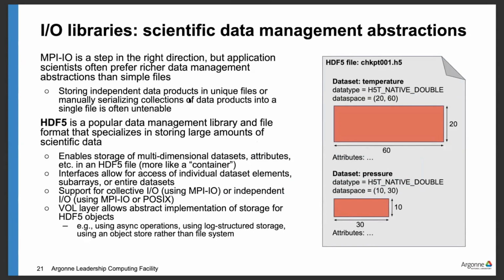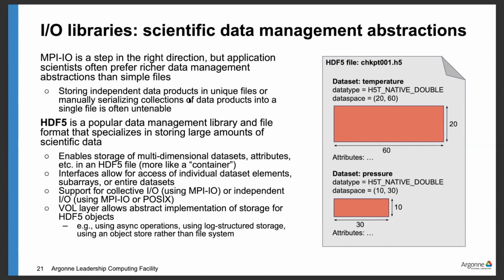Next, I/O libraries for managing scientific data. So MPI-IO is a step in the right direction, but application scientists still don't prefer that sort of abstraction level for managing data. With MPI-IO, you're still in the situation where you either need to store independent data products in unique files, or come up with your own way of serializing multiple data products into a single file, which isn't necessarily the abstraction layer you would prefer at an application level.